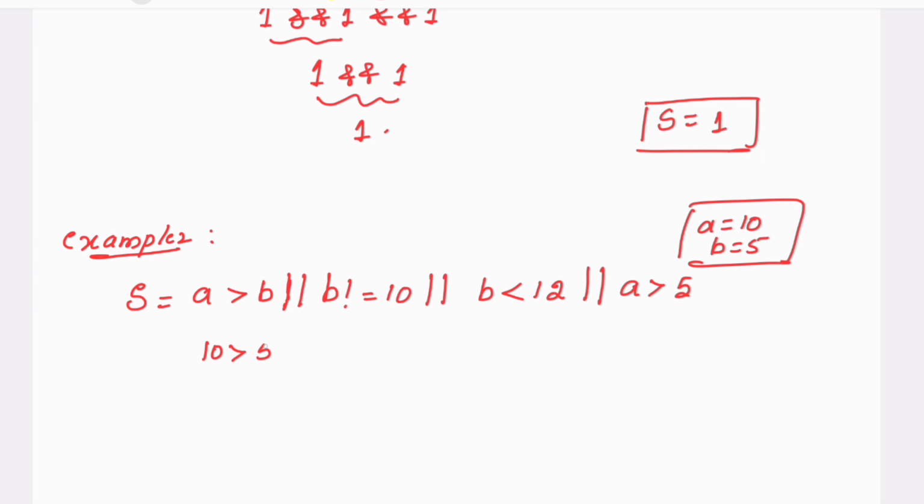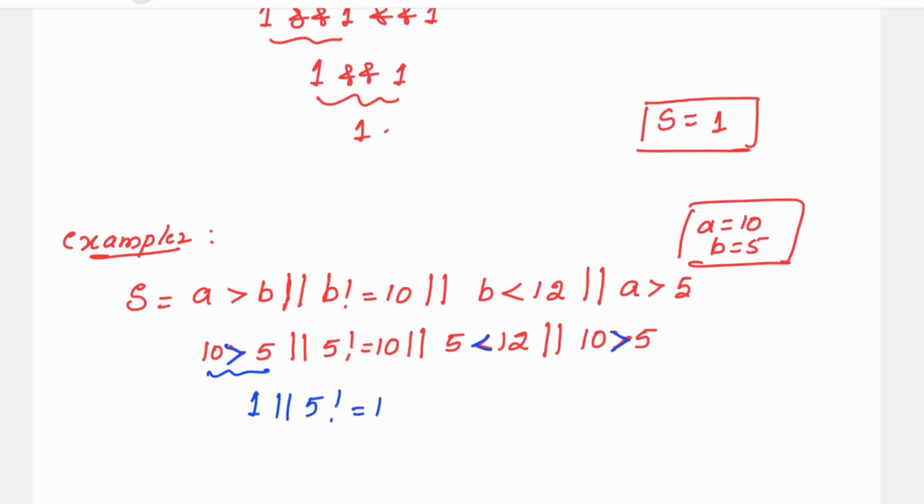So let me substitute. A 10 greater than B 5, logical OR B 5 not equal to 10, logical OR 5 less than 12, logical OR A 10 greater than 5. First carry out what? The relational operators which have got the higher precedence. So in this, less than and greater than, 10 greater than 5 true. So true, how are you writing it? In Boolean, 1. The Boolean constant is 1. Copy down as it is the remaining part of the expression. 5 less than 12, it is true, so Boolean value. True means you have to write it as 1. 10 greater than 5, it is true, so it is Boolean 1.